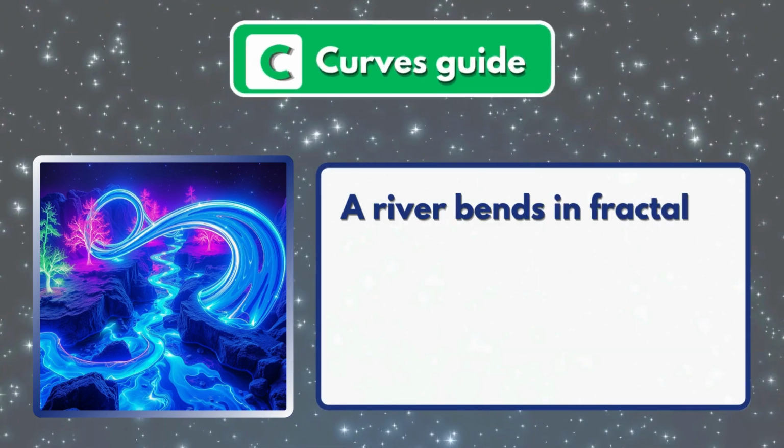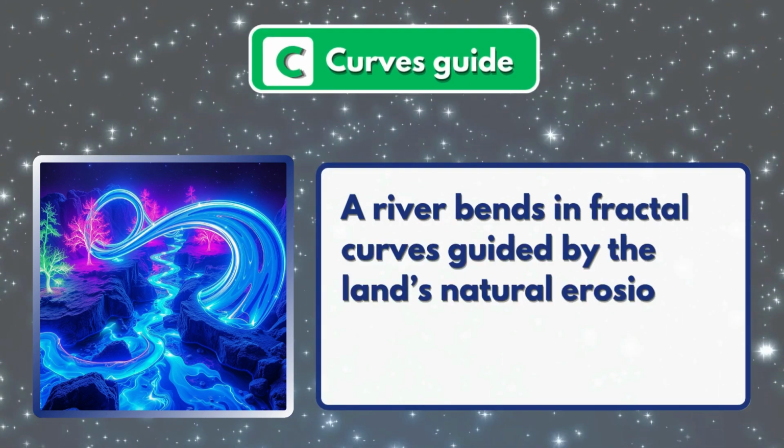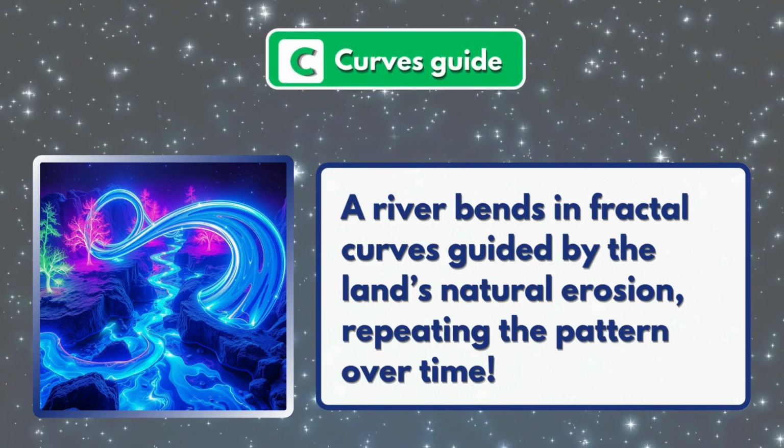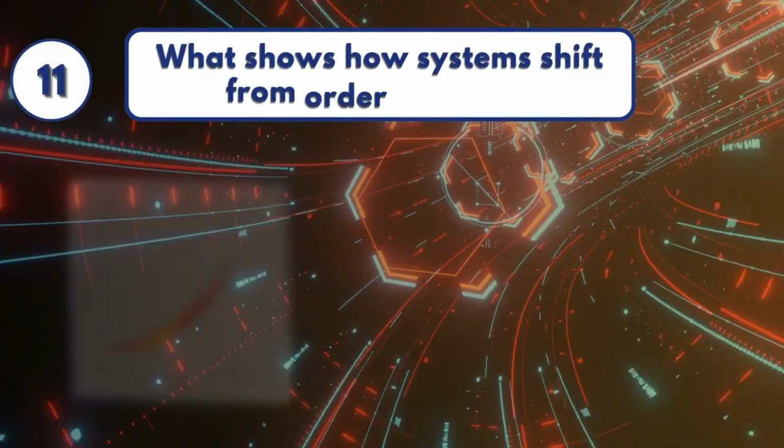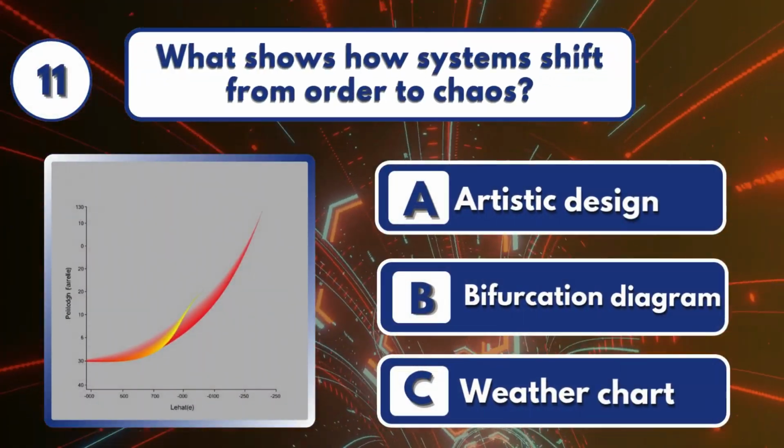A river bends in fractal curves guided by the land's natural erosion, repeating the pattern over time. What shows how systems shift from order to chaos?